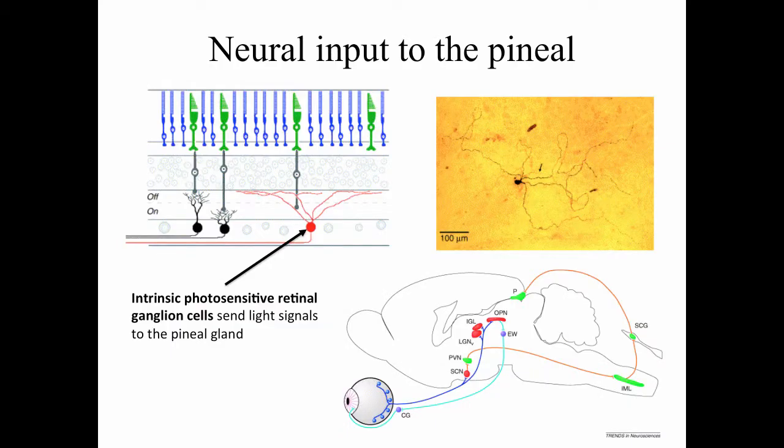Neural input to the pineal comes from intrinsic photosensitive retinal ganglion cells. These are cells that are not associated with the rods and the cones in the retina, but they do sense light, and they send light signals back into the pineal gland.